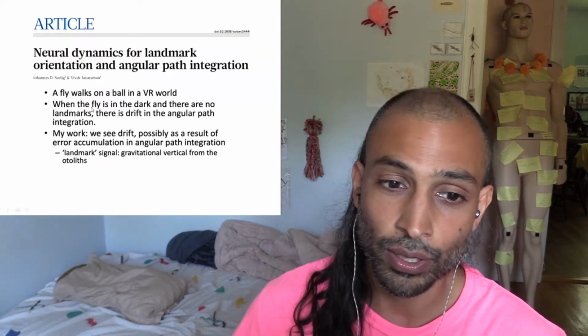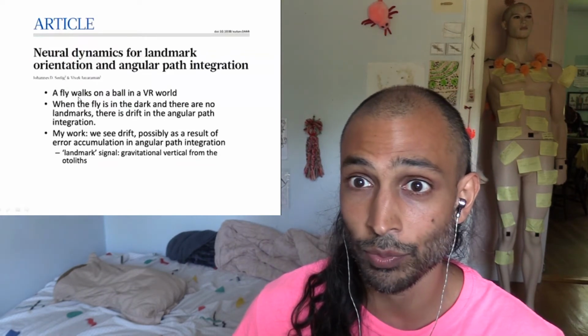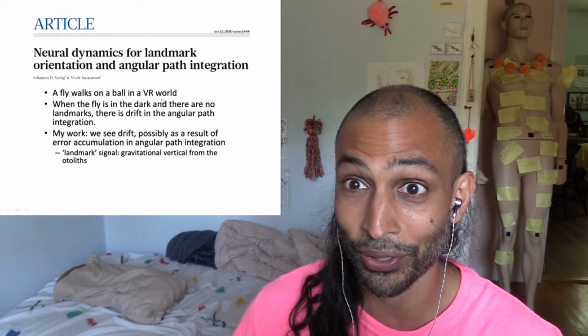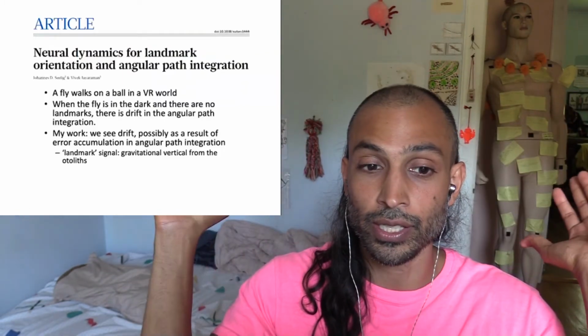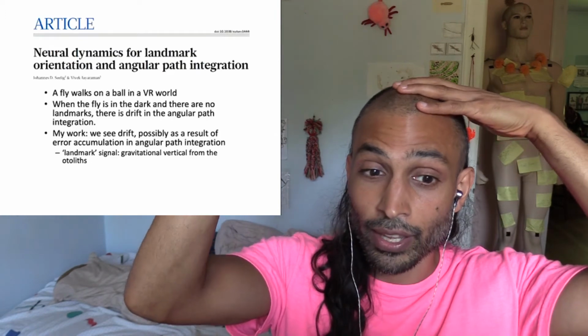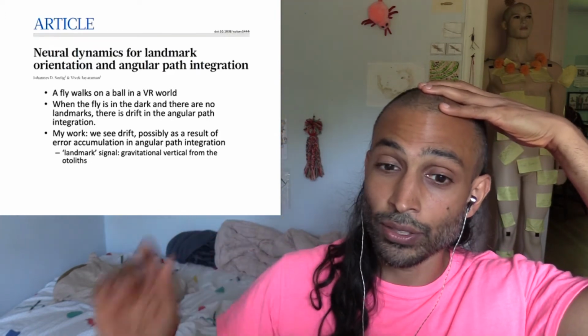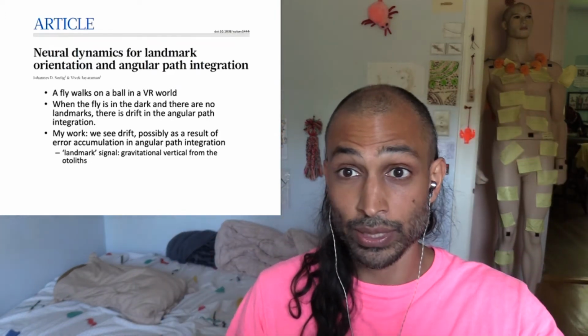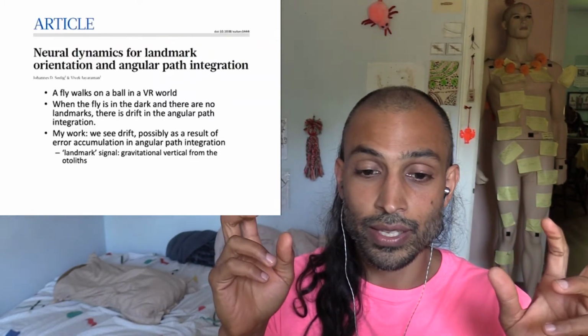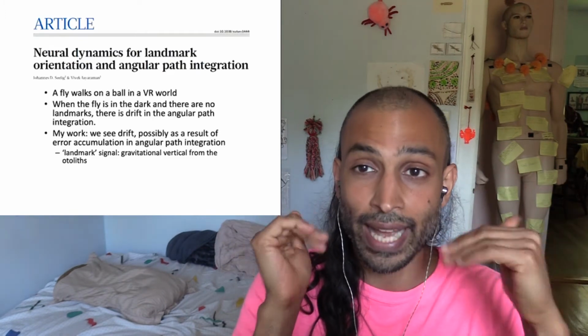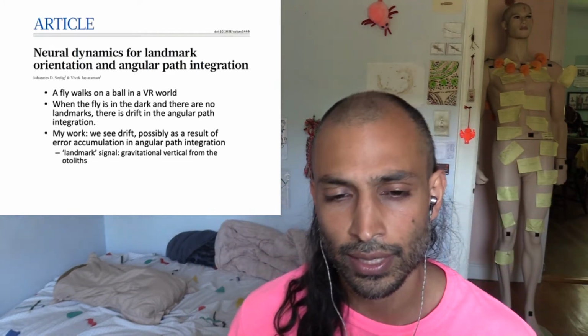So this is a paper on flies, and they take the fly, it's walking on a ball in a virtual world, and when you turn the virtual world's lights off and it's complete darkness, while recording from the fly, they find that there's drift in the angular path integration. And in my work, again, we see positional drifting. And in my case, the landmark is the gravitational vertical, because that's what's calibrating the canal signal that's coming in.